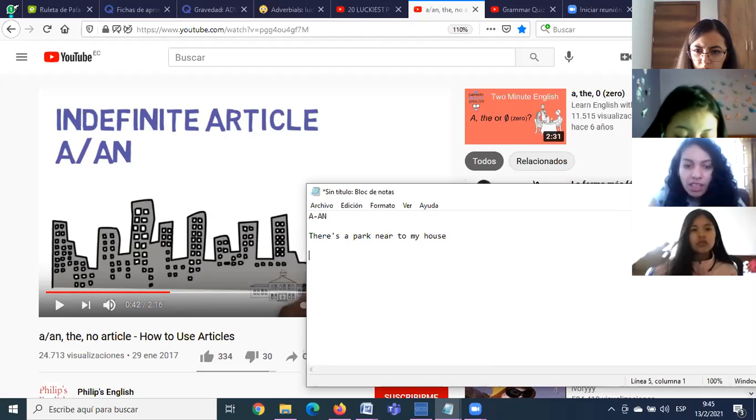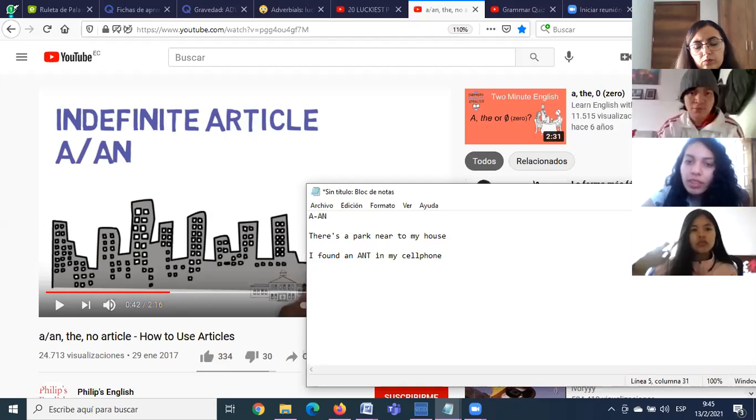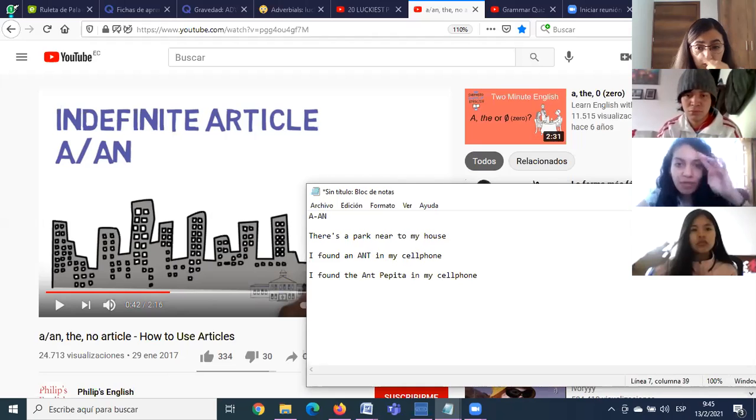For example, I found an ant. Ant es una hormiga, ¿no? I found an ant in my cell phone. Entonces, ¿qué pasa? Que yo no estoy siendo específica con la hormiga porque solo fue una hormiga, no fue la hormiga Pepita. Si fuera la hormiga Pepita, I would say, I found the ant Pepita in my cell phone. Porque ahí sí estoy conociendo ya a la hormiga, ¿ya? Entonces, an y a cuando sea así súper general.